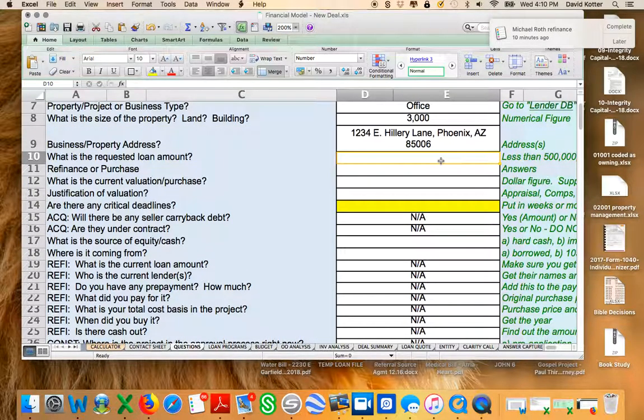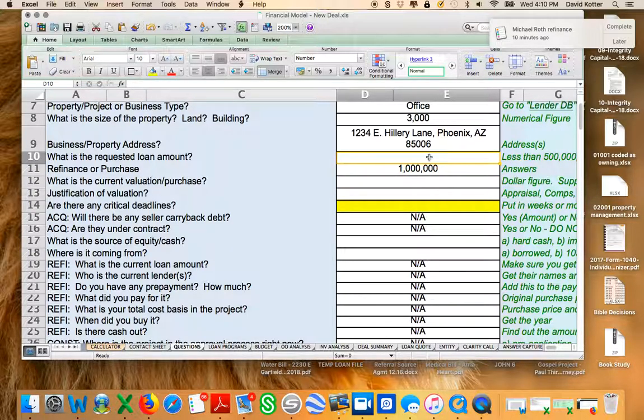Then the loan request. You're going to ask the client, how much are you looking to borrow? Is it $500,000? Is it $1 million, $2 million? They may not know, but your job is to try to figure that out. Sometimes you need to know what the purchase price is. So you might go down to the next one and they tell you, well, I'm buying it for $1 million.